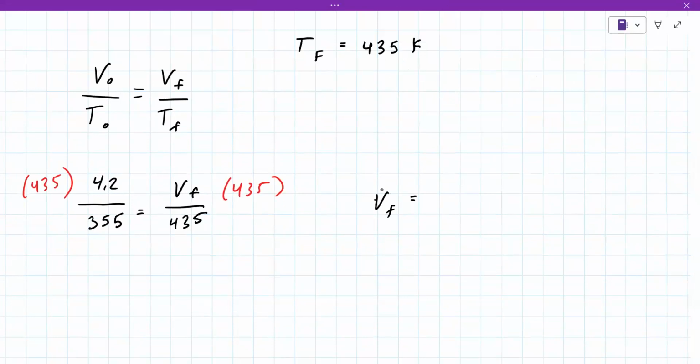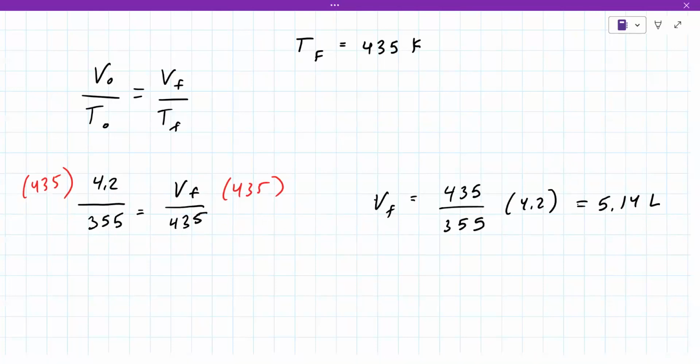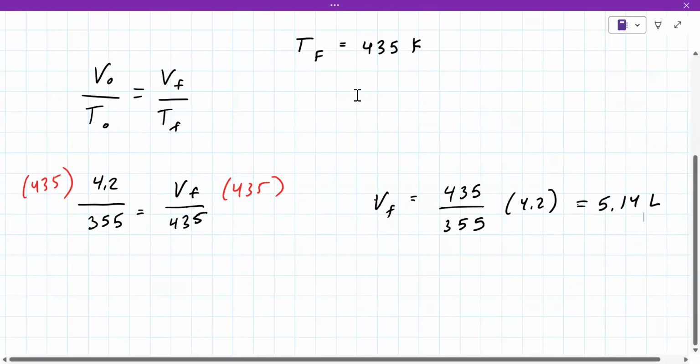And so your V final is 435 over 355 times 4.2. Got it. And grab your calculator. Notice how the 355 went up to 435, by say 20%. The number's gonna be like 20% bigger. It's not gonna be like 5,000. It's gonna be like 5. 5.14. Yes. So 5.14 liters. Okay, perfect. That wasn't bad. No, not too bad at all.